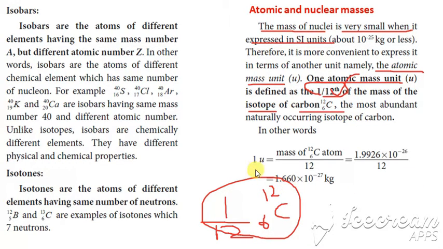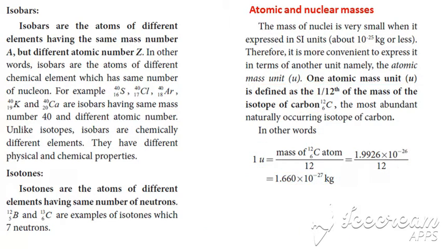The atomic mass unit is denoted by 1 u, and that is equal to 1 by 12th of the mass of C 6 12, that is, the mass of C 6 12 divided by 12. The mass of this carbon is 1.9926 times 10 to the power minus 26 kg. Divided by 12, we get 1.660 times 10 to the power minus 27 kg. So this gives your atomic mass unit.